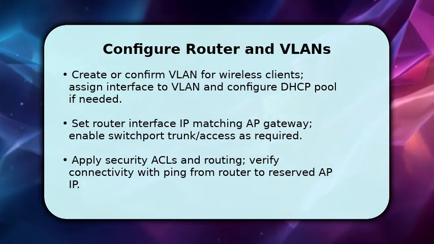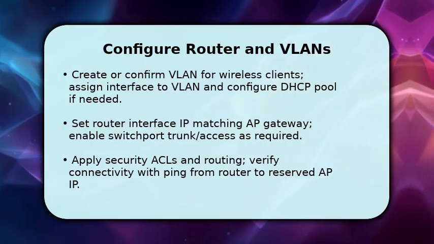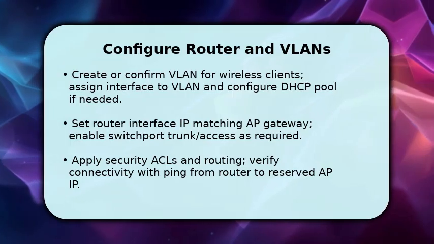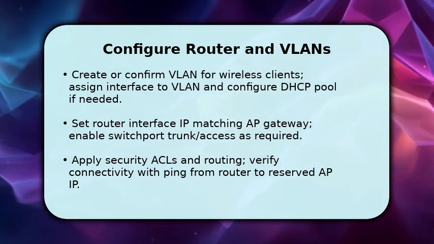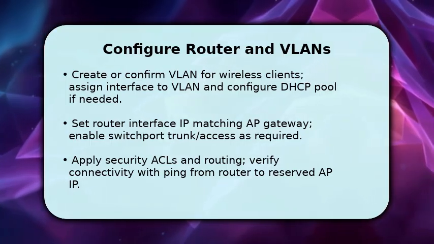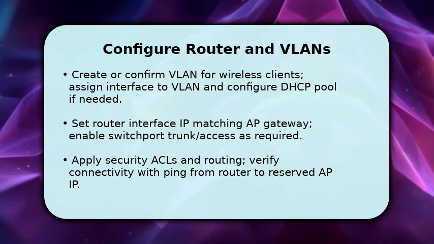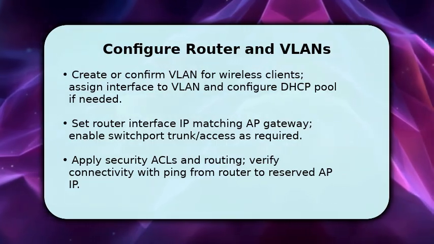Log into the router CLI and create the VLAN used by the AP, then assign the router's subinterface or interface an IP address that matches your subnet. Configure a DHCP pool for wireless clients if you want dynamic addressing. Make sure trunk or access settings on the connecting switch port match the VLAN choice.